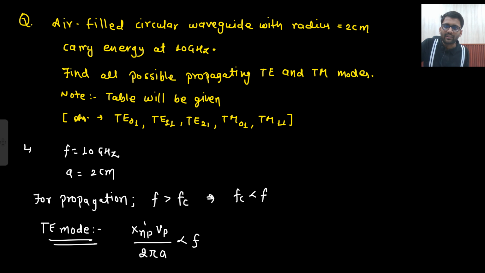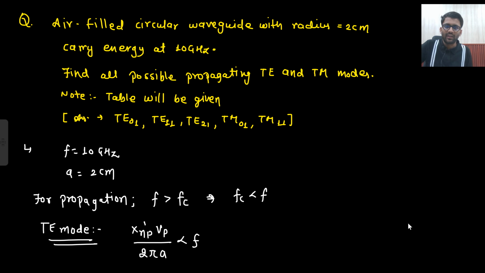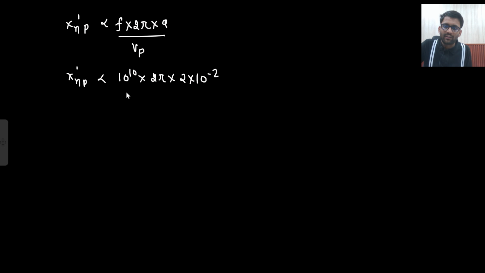Ten gigahertz, yes? So this I can write down as 10 to the power 10 into 2 pi into 2 into 10 to the power minus 2. The value of a is 2 centimeter, divided by Vp. What is Vp? 3 into 10 to the power 8. So this is 10 to the power 8, this is getting cancelled. So 4 pi by 3.